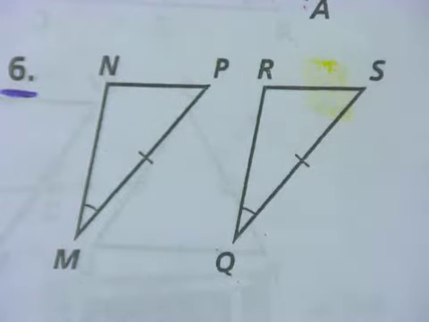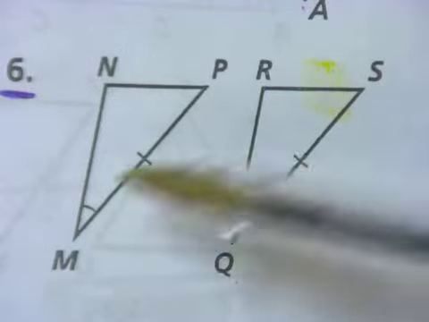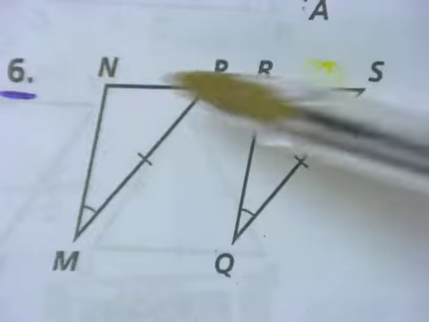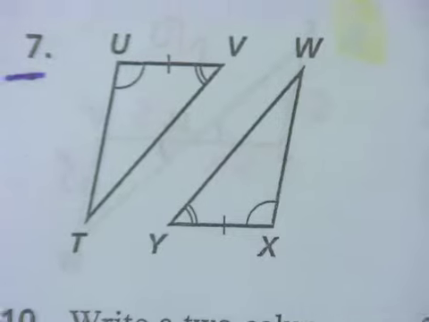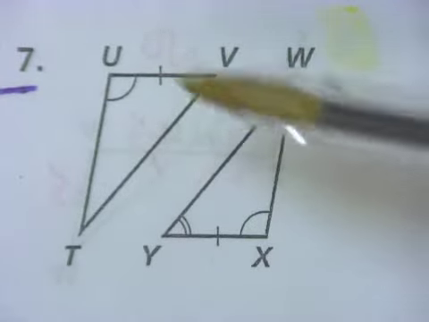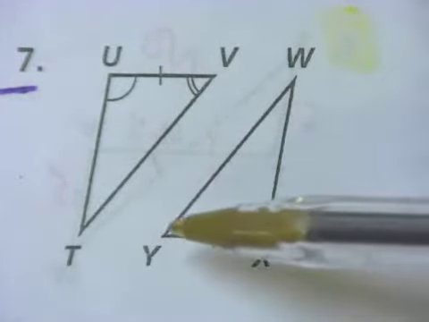Let's take a look at number 6. Again, I have these matching angles, I have these matching sides, but they give me nothing else. So again, I need at least 3 things to match. They only give me 2 of each, and I can't find anything else on my own for sure. I can't assume that NP is congruent to RS. So again, I'm going to have to reluctantly say no.